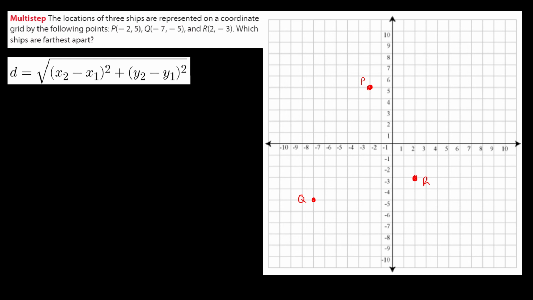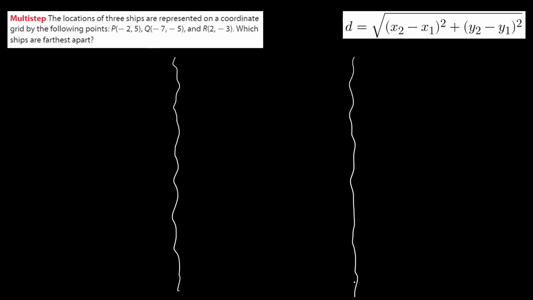So we're going to do this on the next page. I don't even need the graph to complete the distance formula. I just need those coordinates. So just to prove my point, I am going to separate my page into 3 parts. Now I'm going to use these 3 parts to determine which of the lengths is farthest.